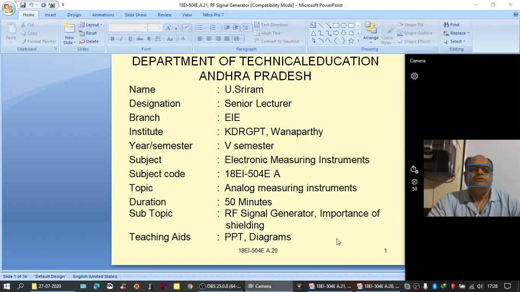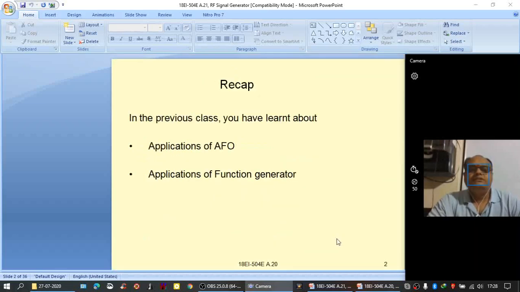But before we go to the present topic, let us try to recollect what we have studied in the last class. In the last class, we have seen what are the applications of audio frequency oscillators and what are the applications of function generators.